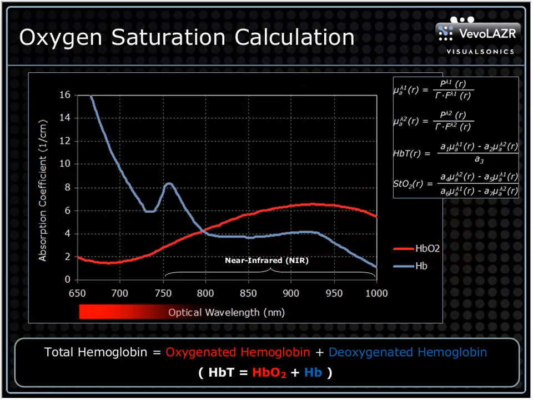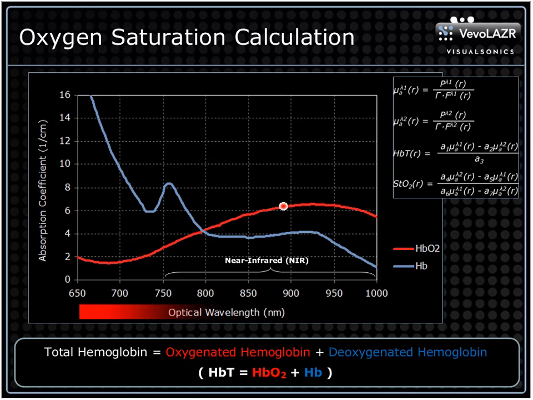Another nice thing about doing multispectral imaging is the ability to calculate oxygen saturation. We can do this because of the different absorption properties of oxygenated and deoxygenated hemoglobin. So this blue line here is the absorption spectrum for deoxygenated hemoglobin, again, from 650 to 1,000 nanometers. So we get a strong absorption at the shorter wavelengths, and it goes down with the longer wavelengths. Oxygenated hemoglobin looks quite different. So we have a weak absorption at the shorter wavelengths, and as the wavelength gets longer, the absorption goes up.